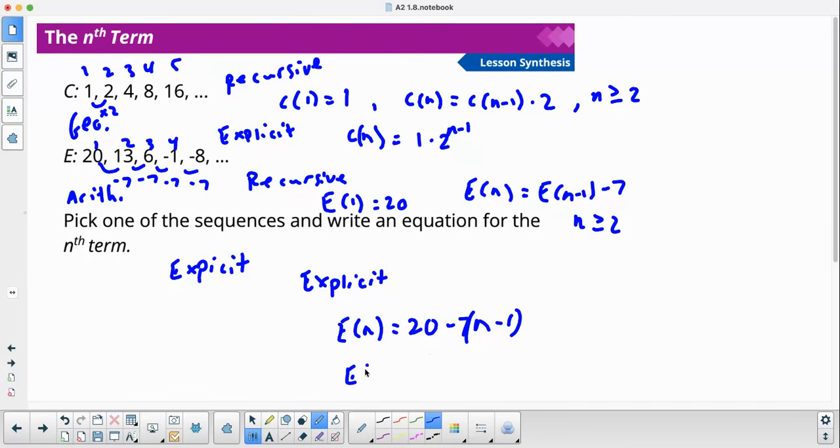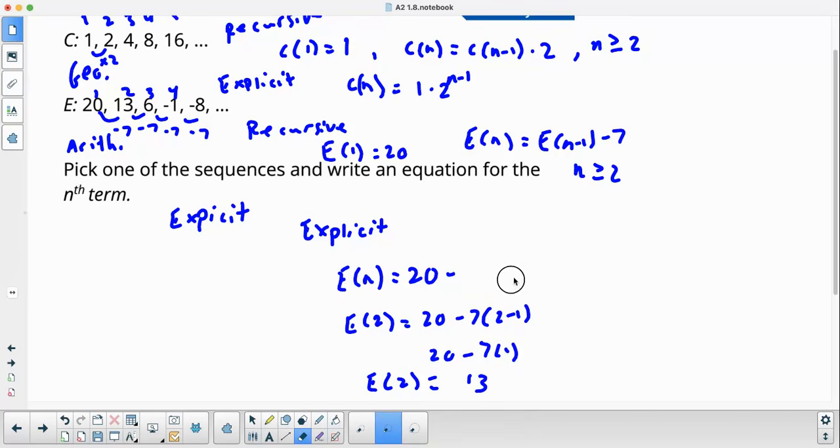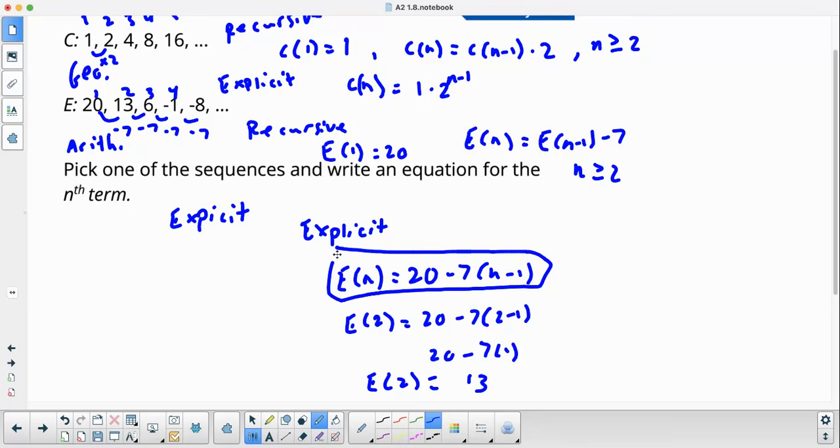Let's just test it out. Let's see if the second term is 20 minus 7 times 2 minus 1. So this is 20 minus 7 times 1. 20 minus 7 is 13. Does that work? Is the second term 13? Yes. Okay, so that would be my formula here. Let me clean that up a little bit. All right. So there's my explicit formulas.